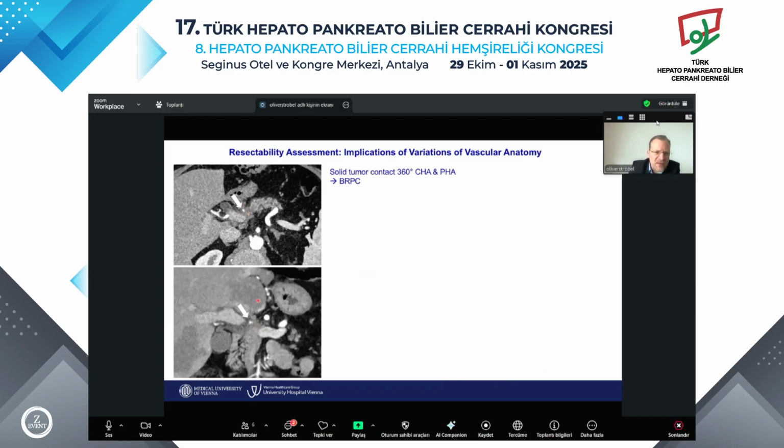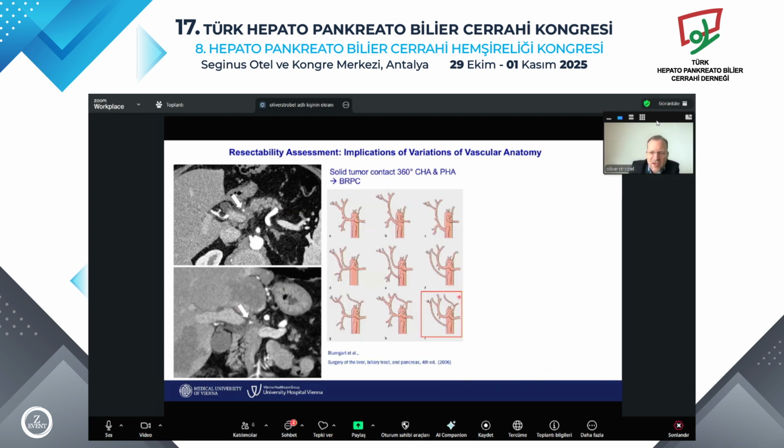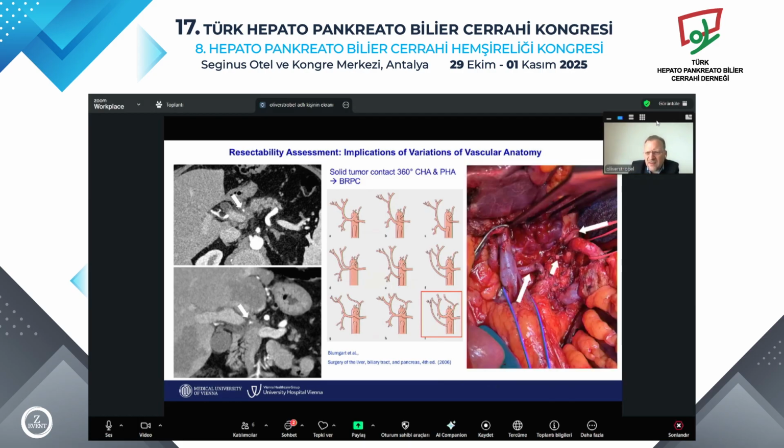You can also see it here. If you ask yourself, what is this? This were hemangioma. So this would be considered unresectable, but actually the patient had this anatomical variation of the liver artery with a replaced right and left. And this is the resection.